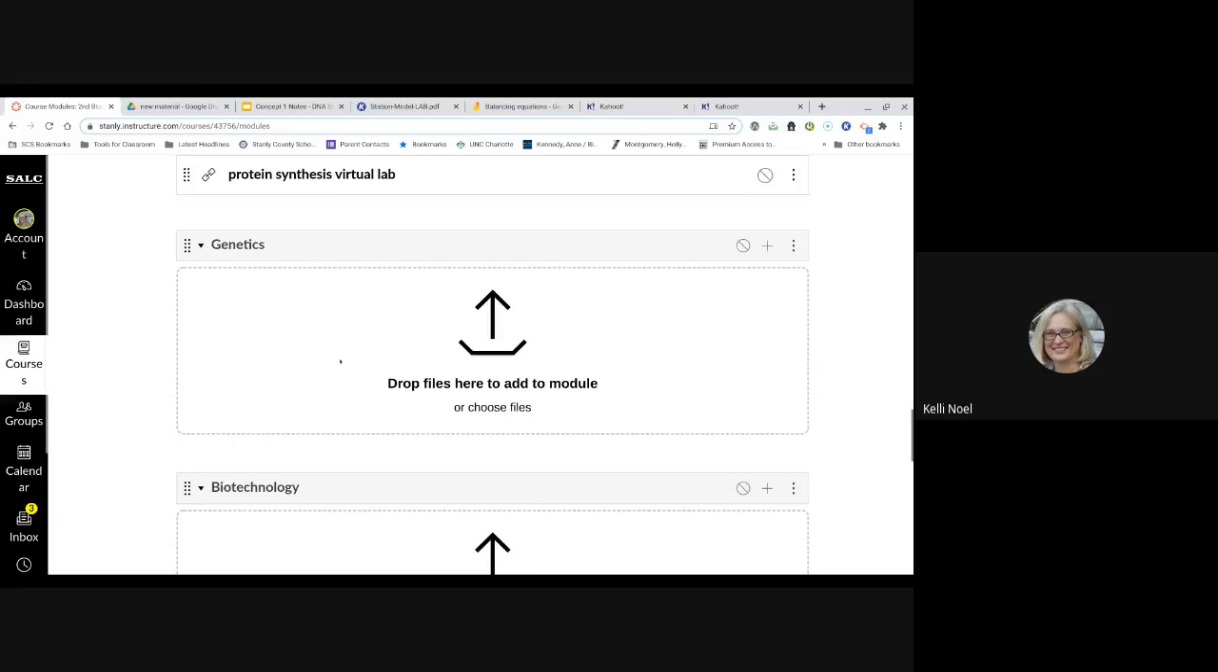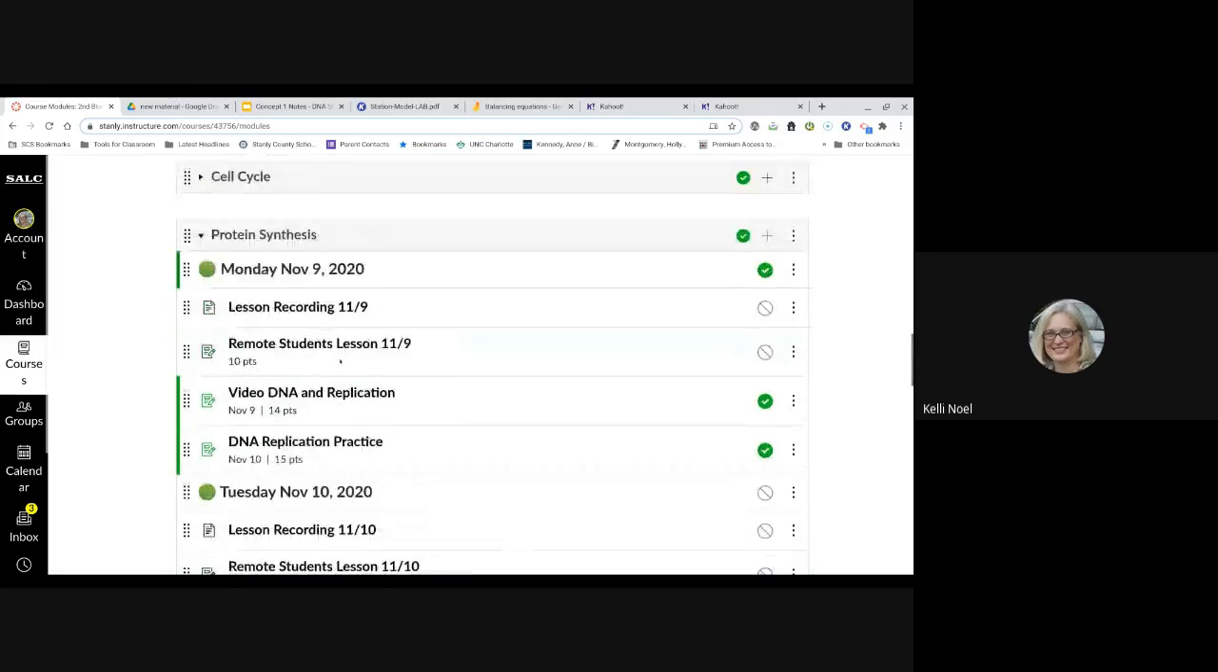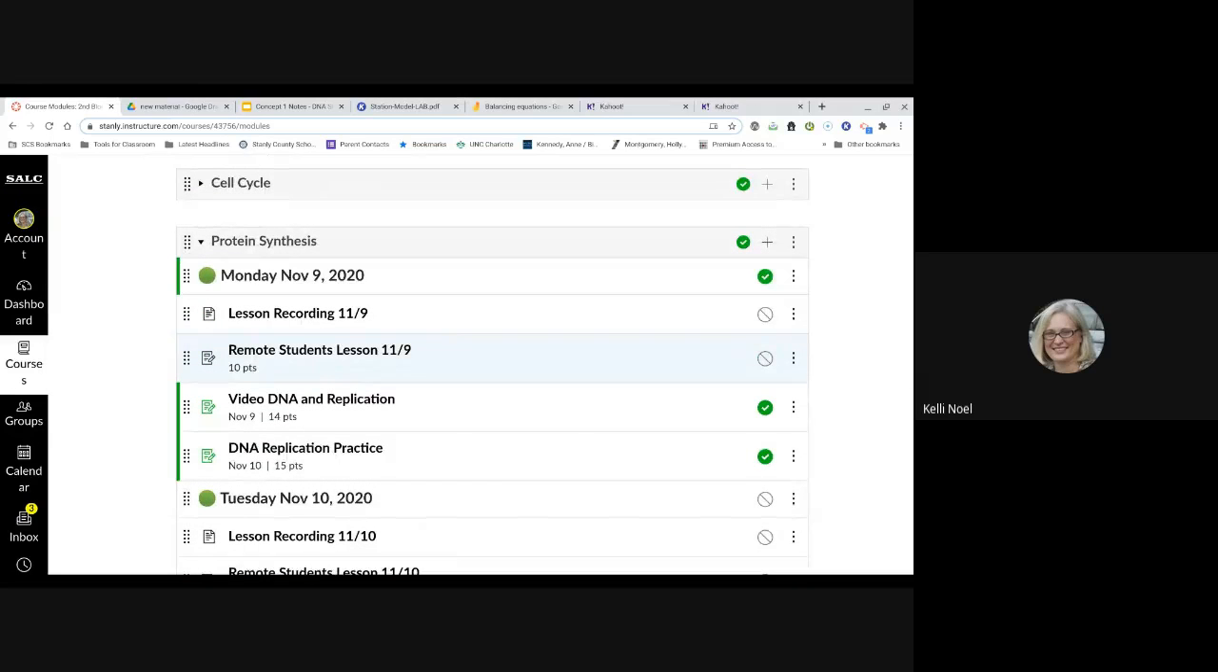All right, so we're starting protein synthesis. So I went one step too far. If you will click or scroll down from your attendance, go to modules. If it kicks you out of modules, scroll down. And I just click the arrow to hide the cell cycle stuff so it doesn't get confusing. Protein synthesis.